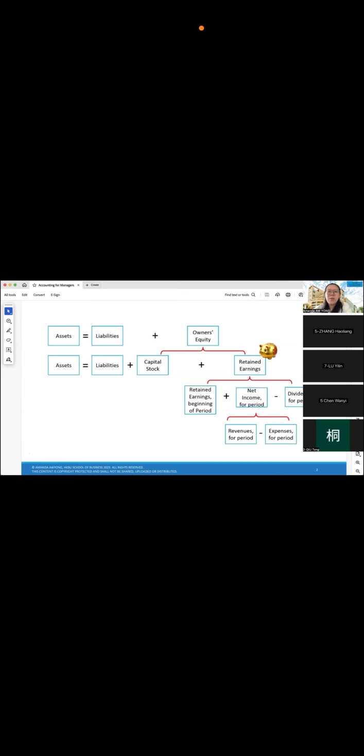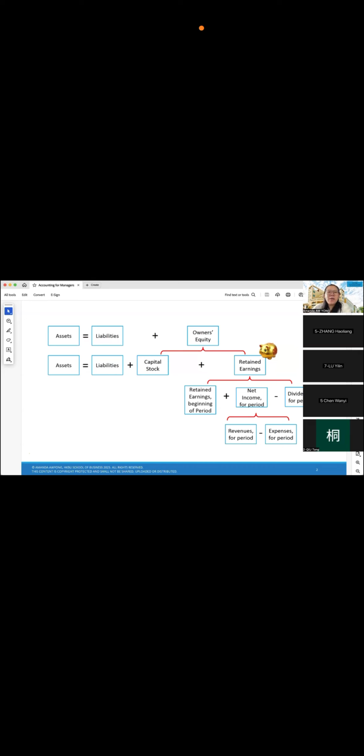How we calculate that is to start with retained earnings at the beginning of the period, for example, 1st of January. Then we add the net income for that period, meaning from 1st of January to 31st of December. Then we subtract any dividends declared and paid for that period. This equation gives us the ending retained earnings as at 31st of December, which is then reported on the balance sheet.